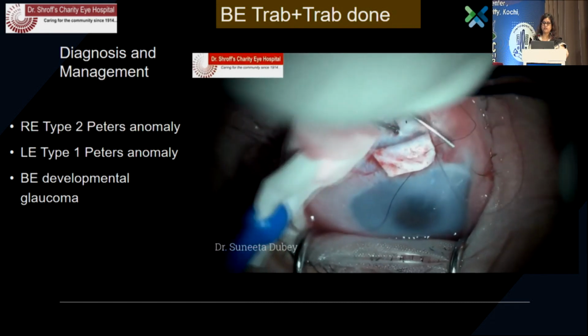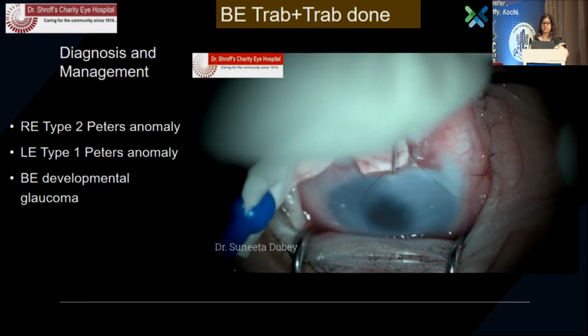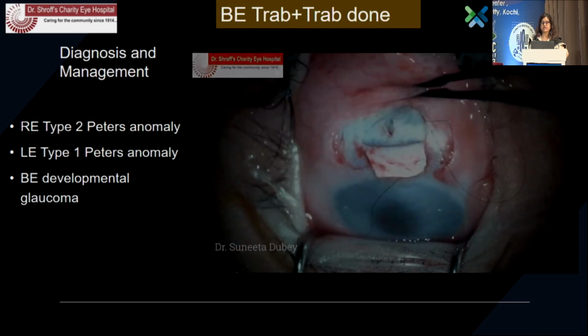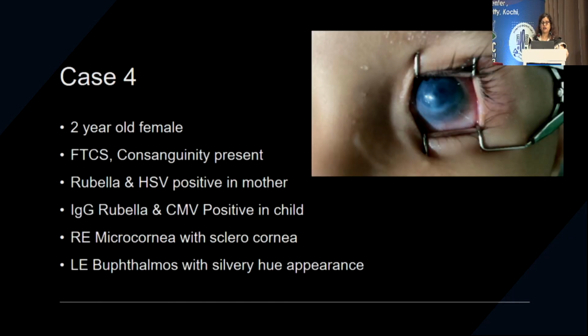But this child right now, in terms of IOP control, is doing well in both eyes; trab plus trab was done. Although he has corneal opacity and some delay in the development, which needs to be tackled. Another case where there was complete absence of the lens.